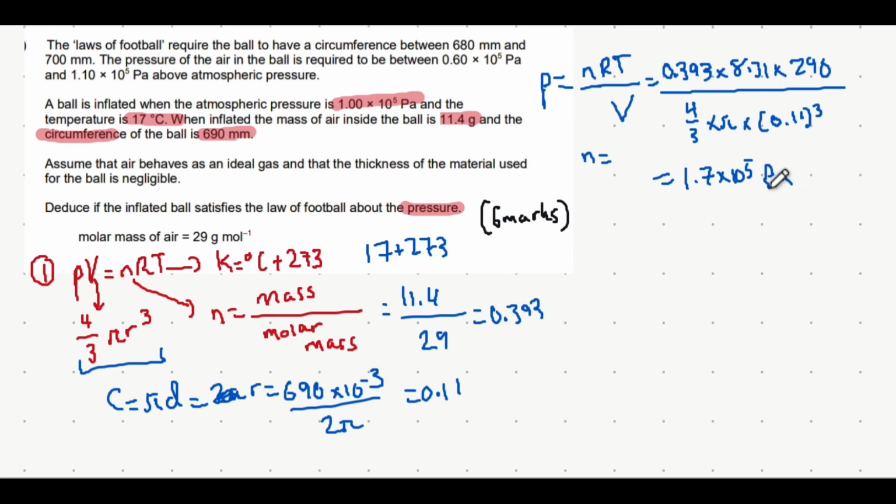Now we go back to what the question asks. We're deducing if this satisfies the law of football about the pressure. The law of football says that the pressure should be between this and this much above atmospheric. It's told us atmospheric pressure, so let's start by taking away atmospheric pressure from it. That will give you a value of 0.7 times 10 to the 5 pascals, which is in between 0.6 times 10 to the 5 and 1.1 times 10 to the 5. So that means it does satisfy the law of football about pressure. And that's pretty much everything you need to know for this question.